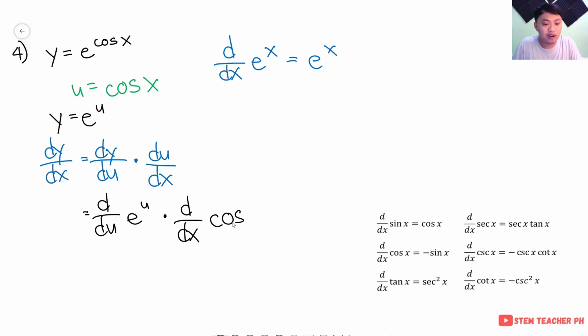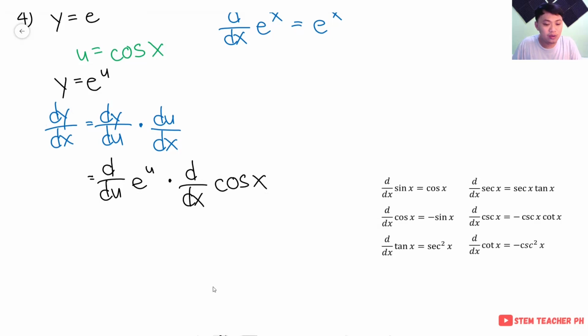So derivative of cosine of x, meron din tayo dito sa formula ng derivative of trigonometric functions, then solvable na to. So this is just equal to the derivative of e raised to u is still e raised to u multiplied to the derivative of cosine of x is negative sine of x. So this is equal to negative sine of x. And then performing the operation, ilalagay ko na yung negative sa labas. So you have negative e raised to u.